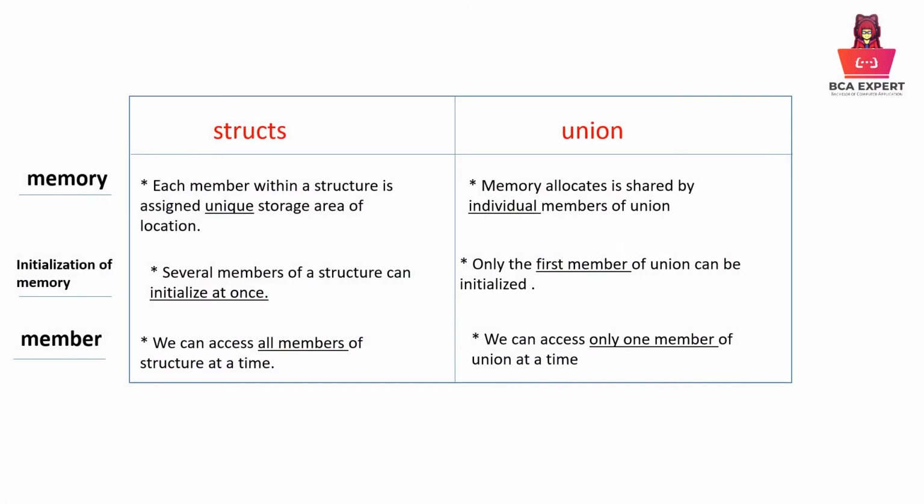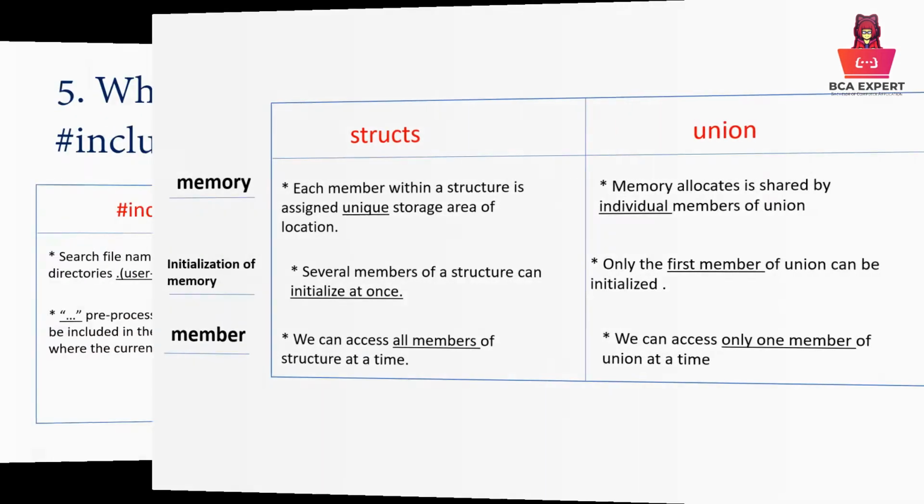Next, memory. Each member within a structure is assigned a unique storage location. In a union, the memory allocated is shared by the individual members of the union. So in a structure it is unique, and in a union it is shared. Next we see initialization. Several members of a structure can be initialized at once. In a union, only the first member can be initialized. Next, member access. We can access all members of a structure at a time, but in a union, we can access only one member at a time.